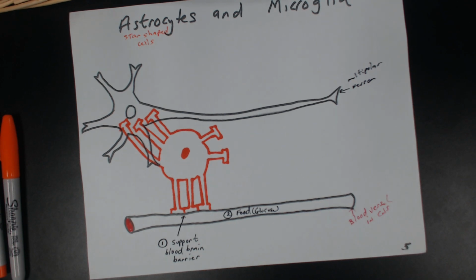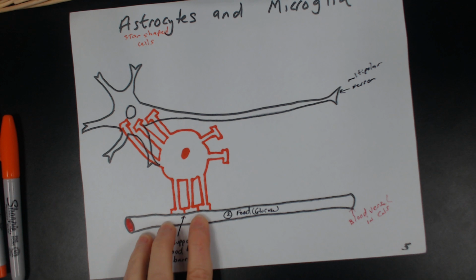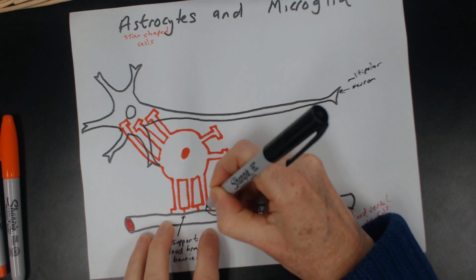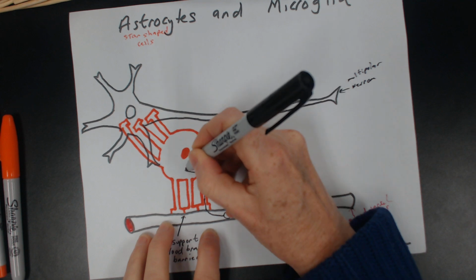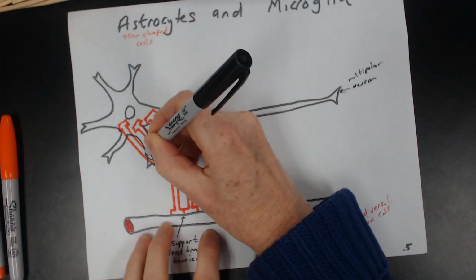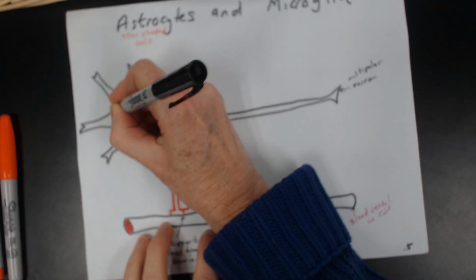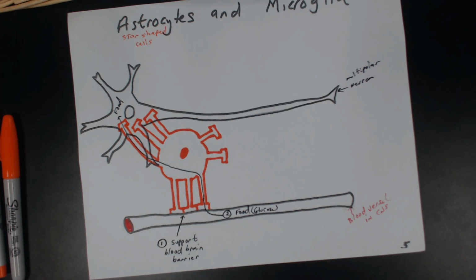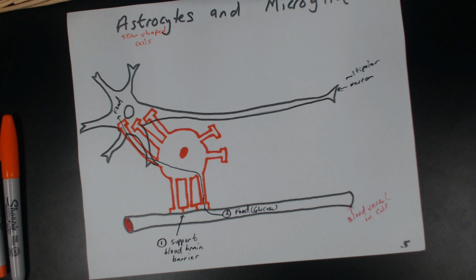And what happens is it's the job of the astrocyte to take up that food and deliver it to the soma. That's going to be the second job of the astrocyte. So the first is to help support the blood-brain barrier. The second is to take up food from the blood supply and deliver it to the neurons in the CNS.